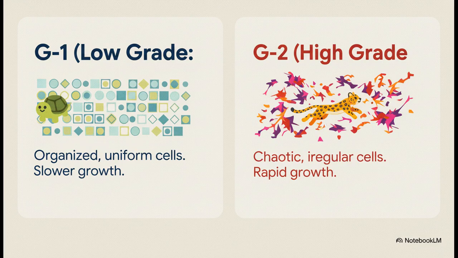Think of G1 tumors as, well, more orderly. Their cells kind of look like mature tissue, so they tend to grow slower. But G2 tumors, they're the opposite. They're cellularly chaotic, totally disorganized, and poorly differentiated. And that chaos you see under the microscope translates directly into real-world aggression. We're talking rapid growth, invasion, and a much higher risk of metastasis. This is why our treatment strategies for G1 and G2 have to be completely different.